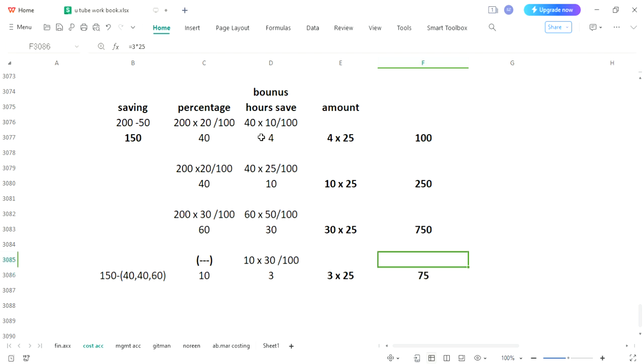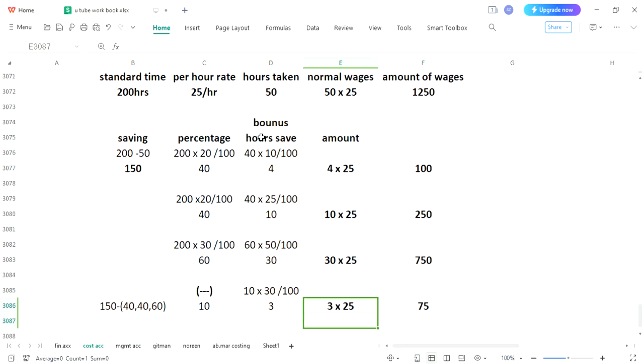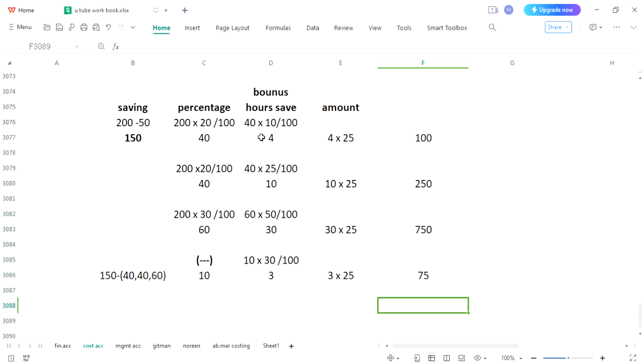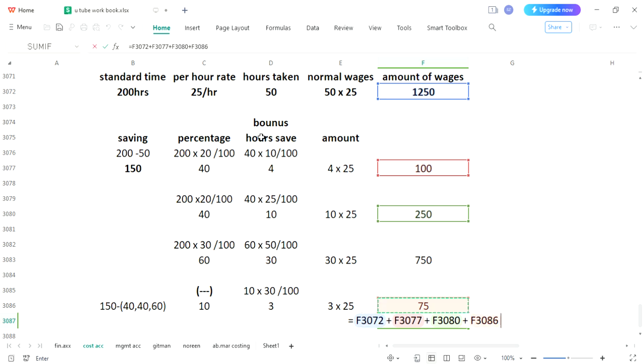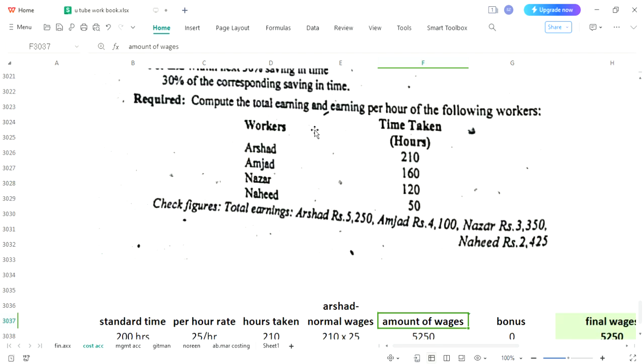In this way, there is the normal wage and then the first bonus, second, third and fourth bonuses. This way we can calculate our total amount of wages. How? We will add the very first thing, which is the normal wages 1250, and then we will add the first bonus 100, then the second bonus 250, the third bonus 750, and the fourth bonus 50. So finally we have got the total amount of wages of Nahid, 2425.